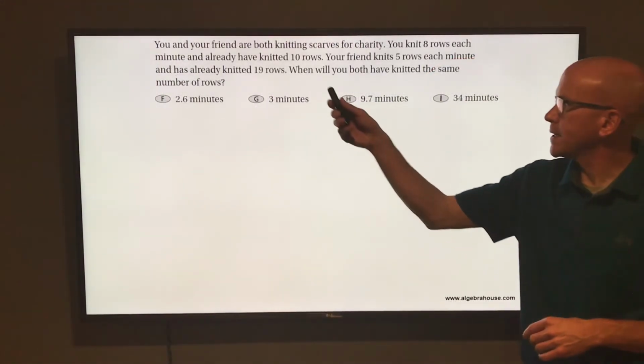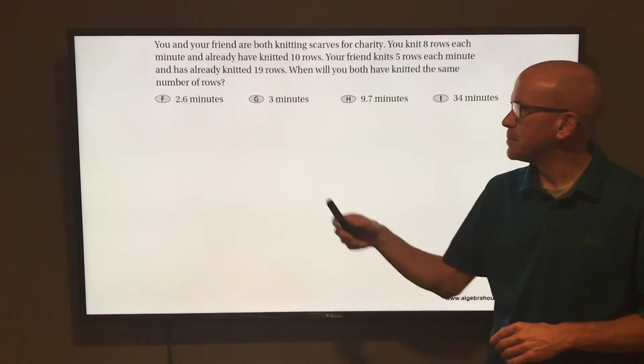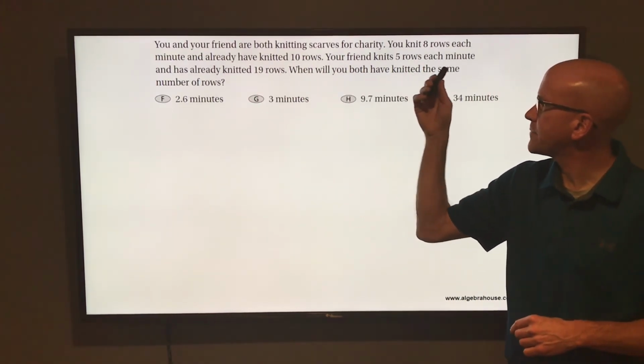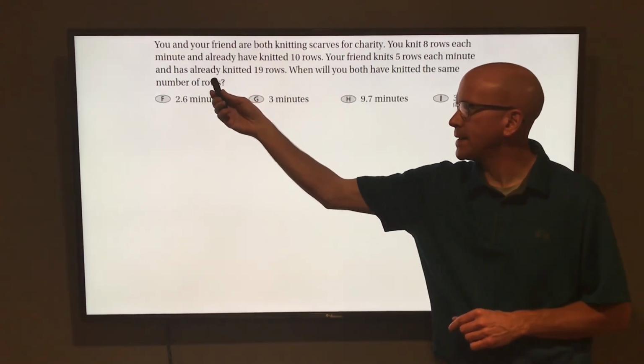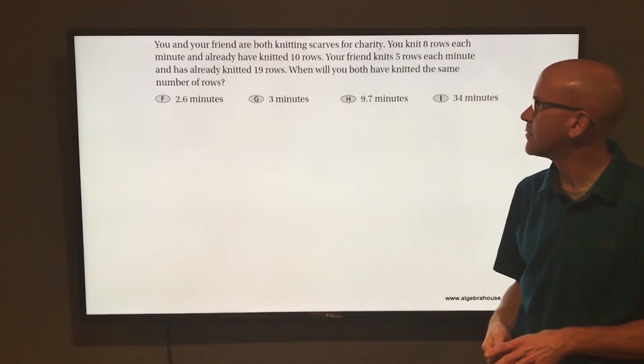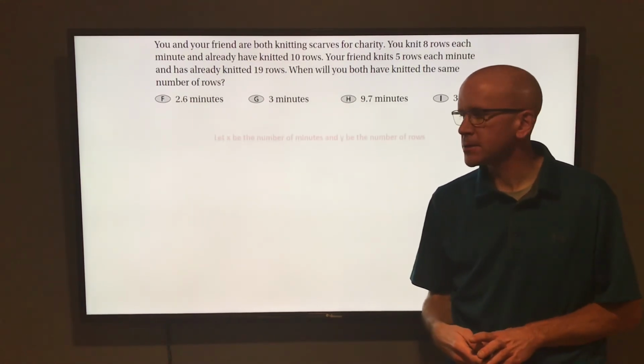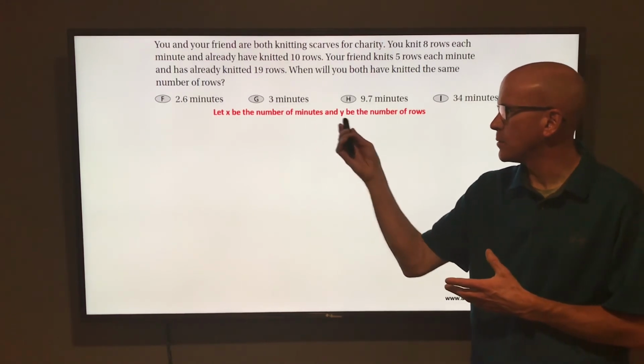You and your friend are both knitting scarves for charity. You knit 8 rows each minute and already have knitted 10 rows. Your friend knits 5 rows each minute and has already knitted 19 rows. When will you both have knitted the same number of rows? You're going to start off by letting x be the number of minutes and y being the number of rows.